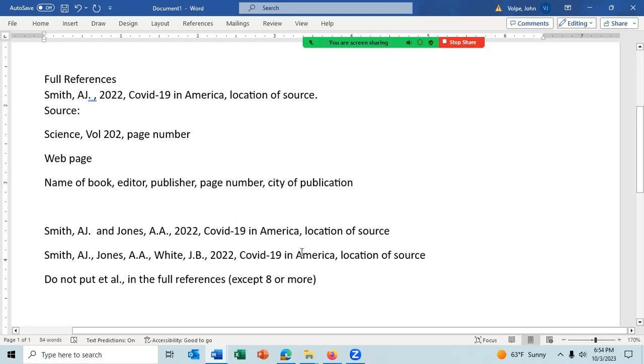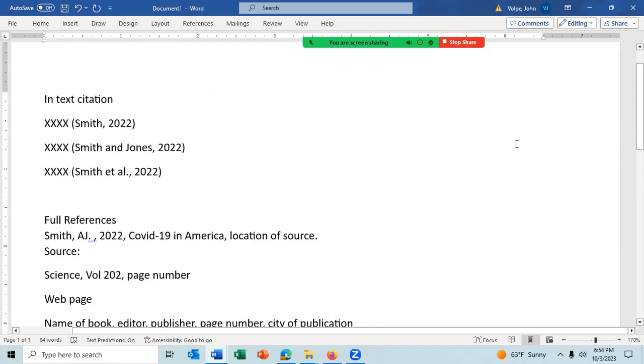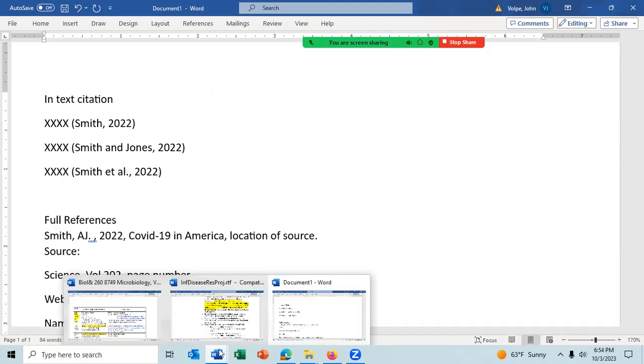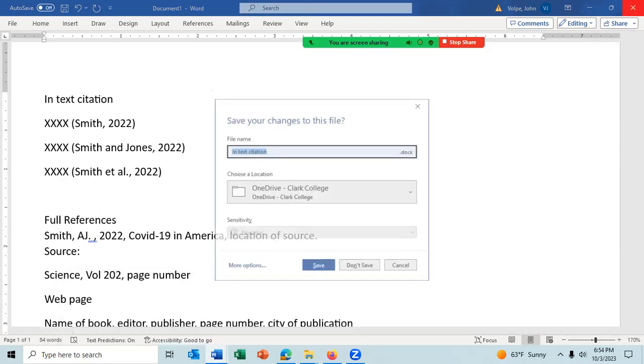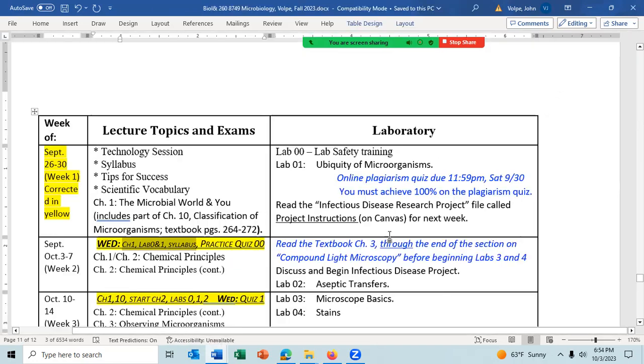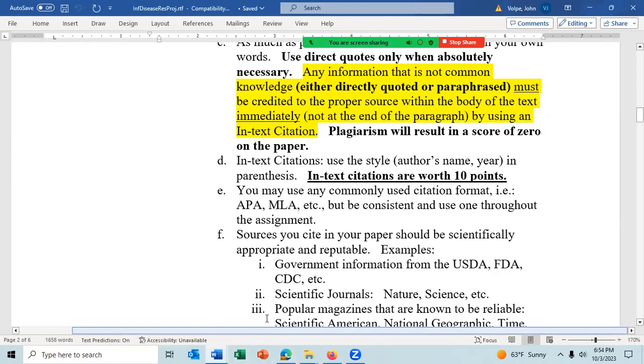And then all of the in-text citations should be in the full references. The full references do not have to be in the in-text citations. Any question about any of that? All right, let's close this down. Come back to where I was.